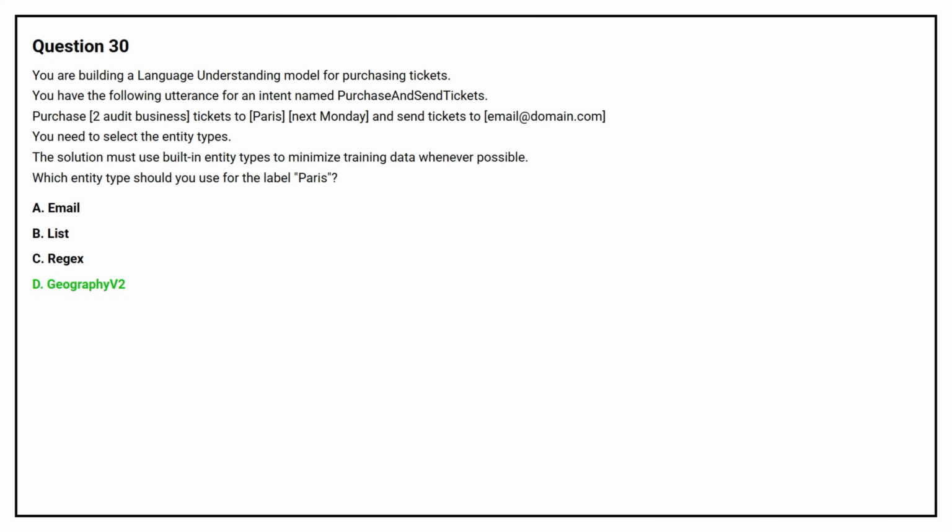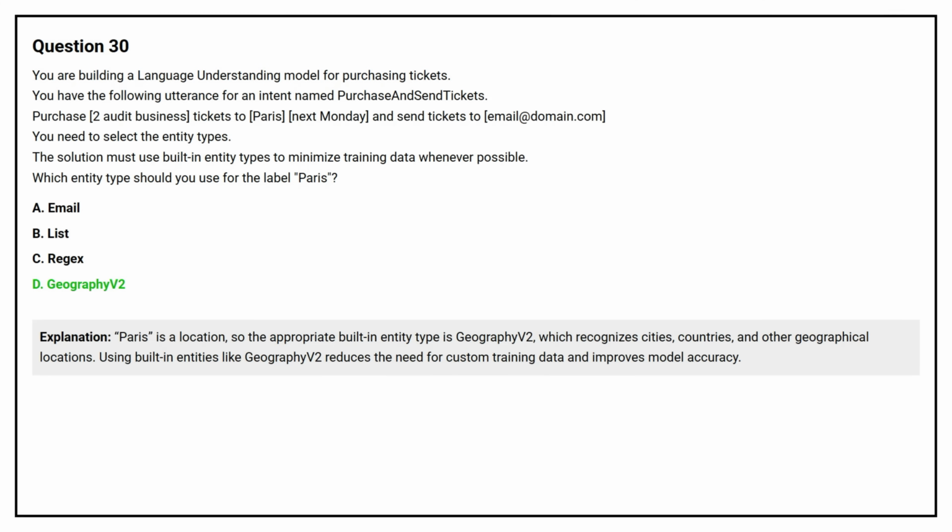The correct answer is option D, geographyV2. Paris is a location, so the appropriate built-in entity type is geographyV2, which recognizes cities, countries, and other geographical locations. Using built-in entities like geographyV2 reduces the need for custom training data and improves model accuracy.